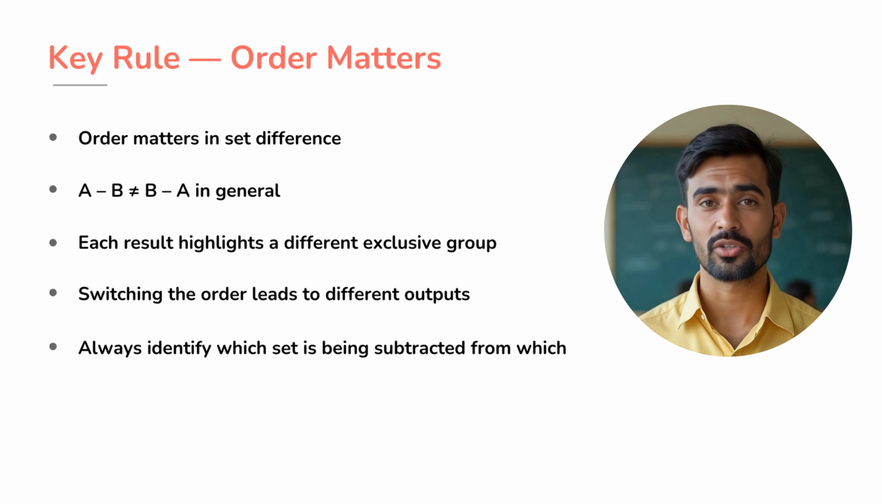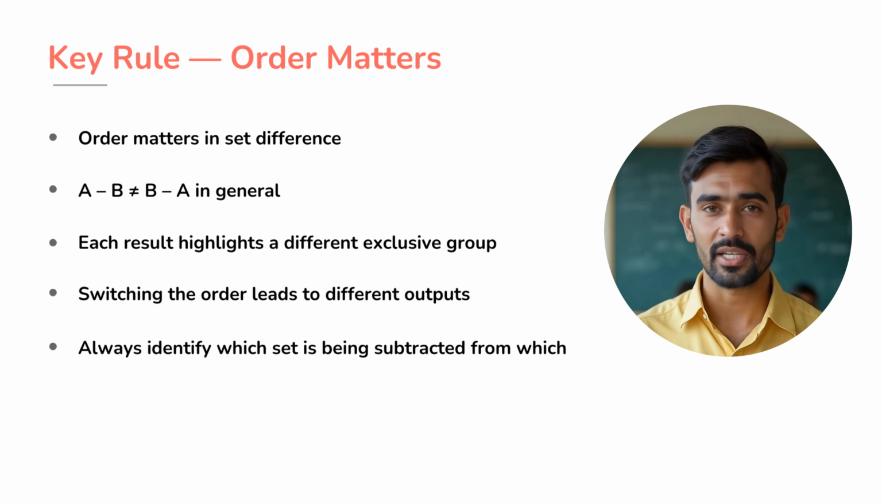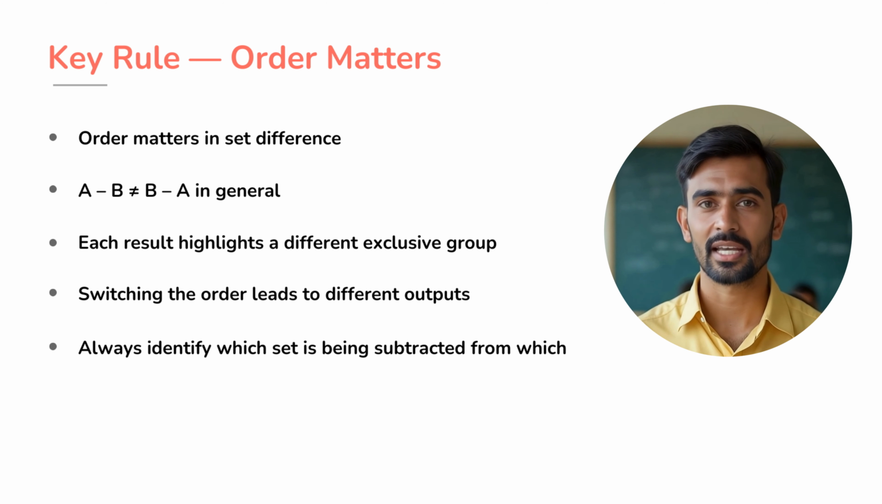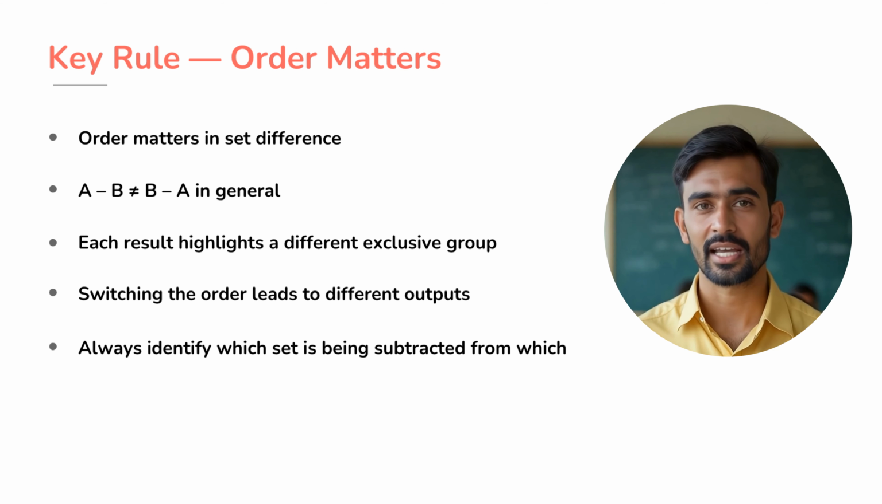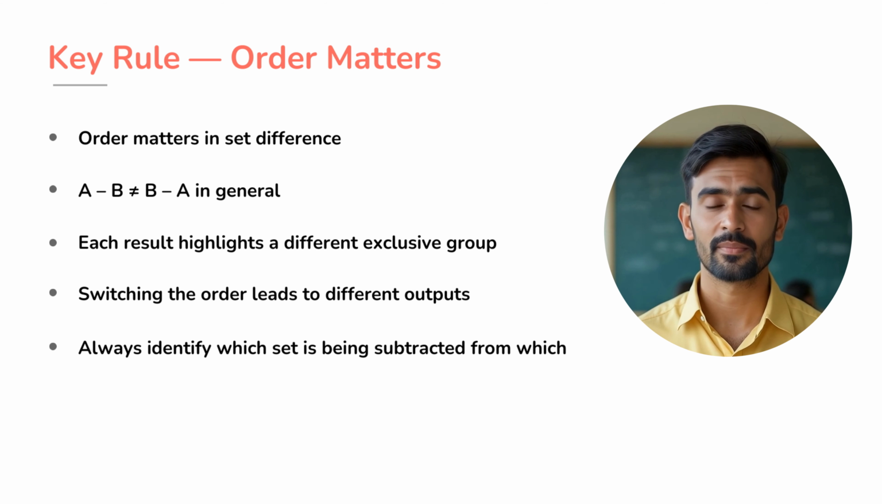A very important rule: order matters in set difference. A minus B is not the same as B minus A. In our earlier example, A minus B is equal to {1, 2}, while B minus A is equal to {5}. These two results are completely different. Always pay attention to which set comes first in the expression.